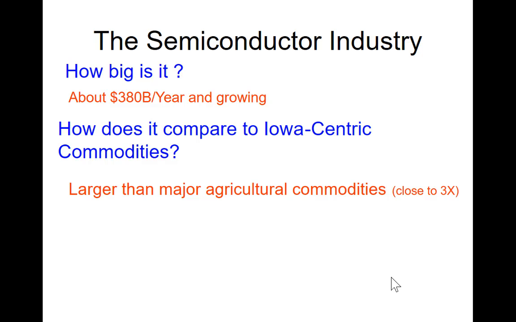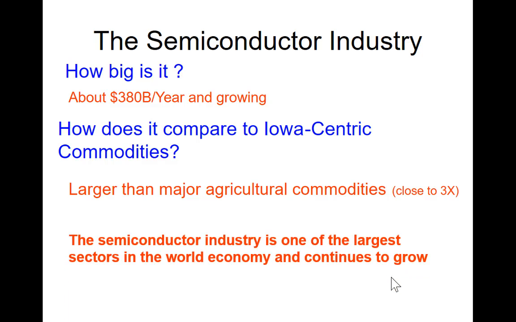So how does it compare to Iowa-centric commodities? Basically a lot larger than the major agricultural commodities. The semiconductor is one of the largest sectors of the world economy. And as we stated earlier, it continues to grow.